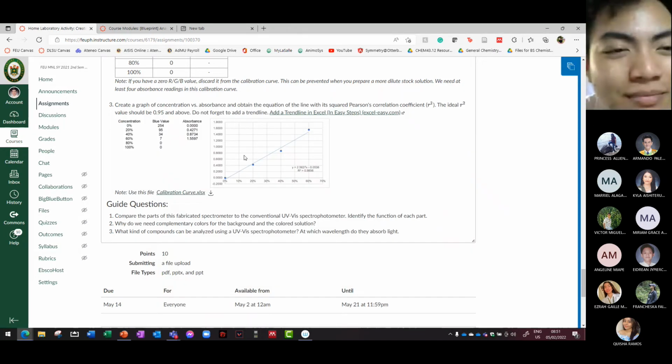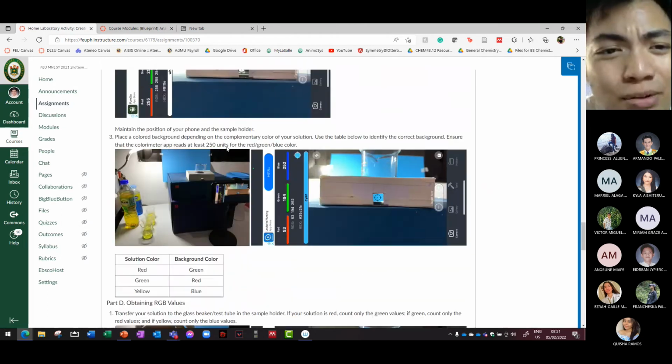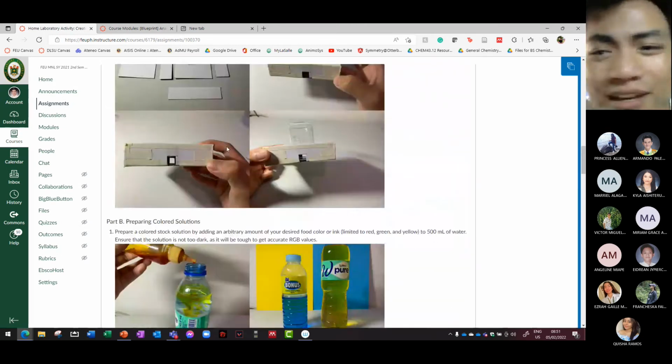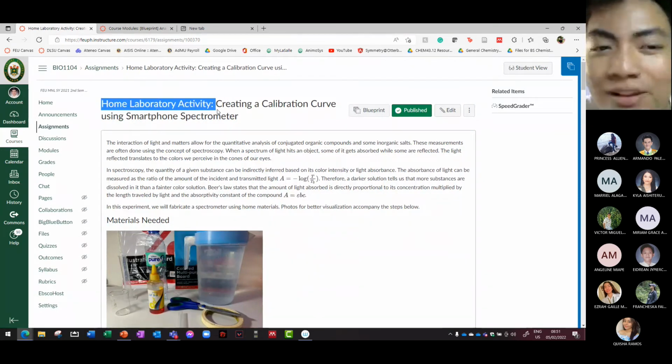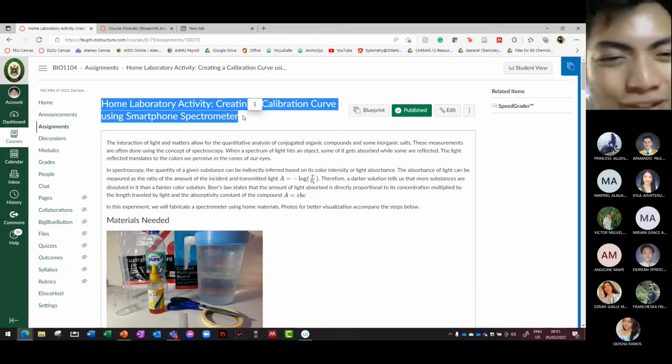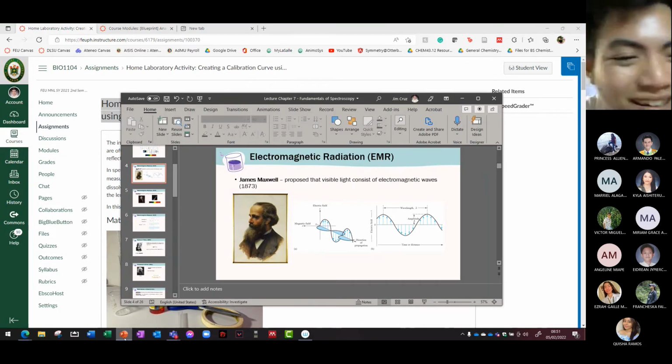Sa lab, i-discuss na maigi doon yung UV-Vis kasi may experiment kayo doon. Doon mas maraming calculation, mas maraming memorization. But in the lecture, ito lang yan. As is lang siya.